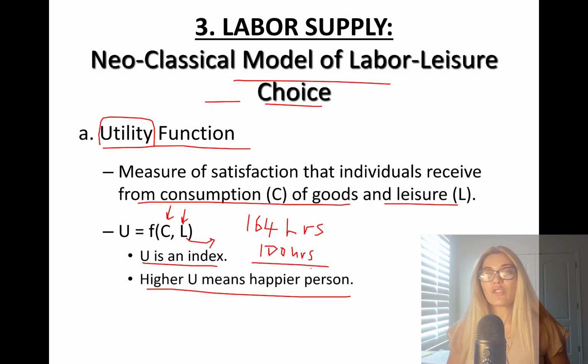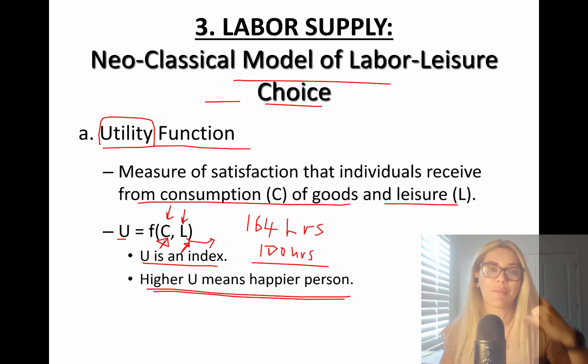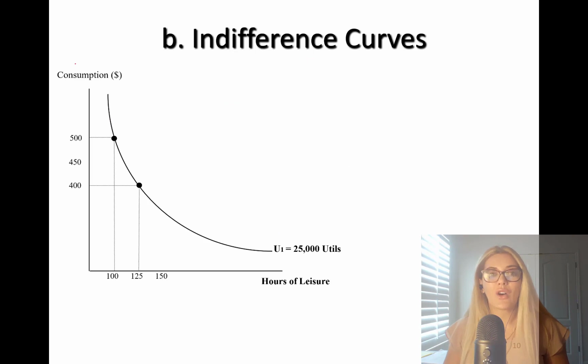If I had 100 hours of leisure, so I'm not working, the problem would be I would have zero consumption, because I need the money that I make from working. Therefore, anything I don't dedicate to leisure goes to work hours, and it brings me income to buy consumption goods. But overall, higher utility means a happier person. So leisure increases utility. The higher the leisure, the higher the utility; the higher the consumption, the higher the utility. However, there's an issue. The higher the leisure, the lower your consumption, because you're not working to make money to earn that consumption.